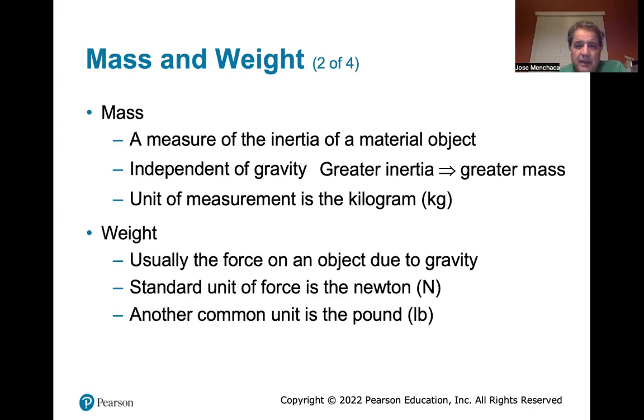Okay, mass is a measure of the inertia of a material or object. It's independent of gravity. The greater the inertia, the greater the mass. The unit of measurement is the kilogram. Weight is usually the force of an object due to gravity. The standard unit of force is the Newton. Another common unit is the pound. A pound is not mass. A pound is related to the gravitational force. So if you weigh 200 pounds on the Earth, you'll weigh 1/6 of that on the moon.